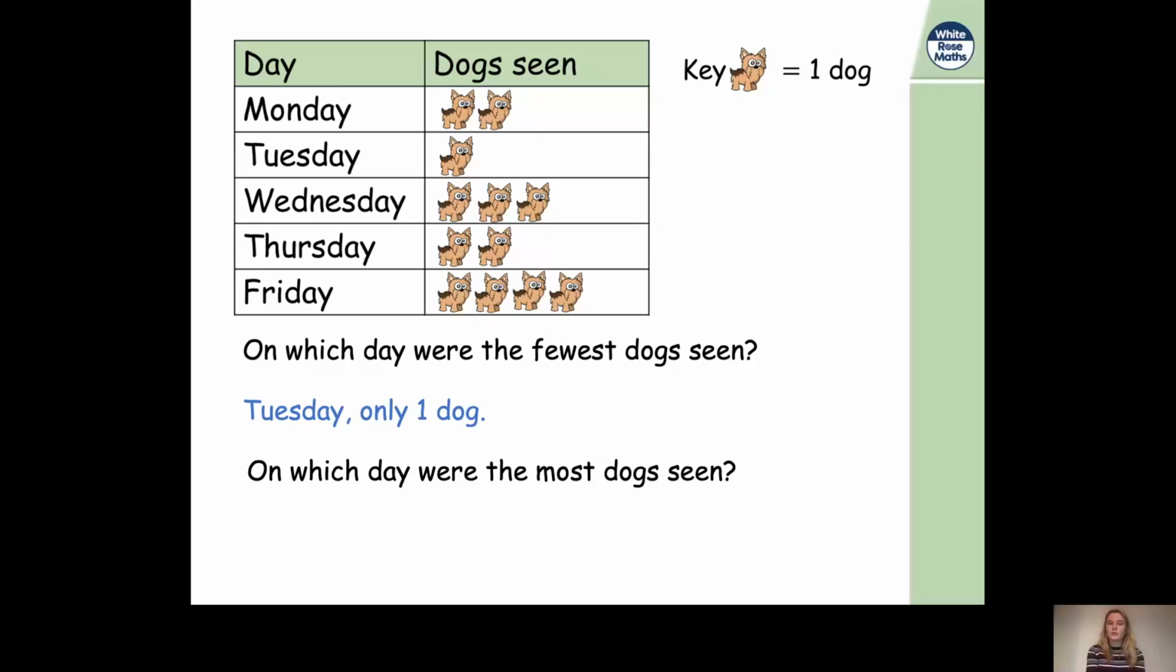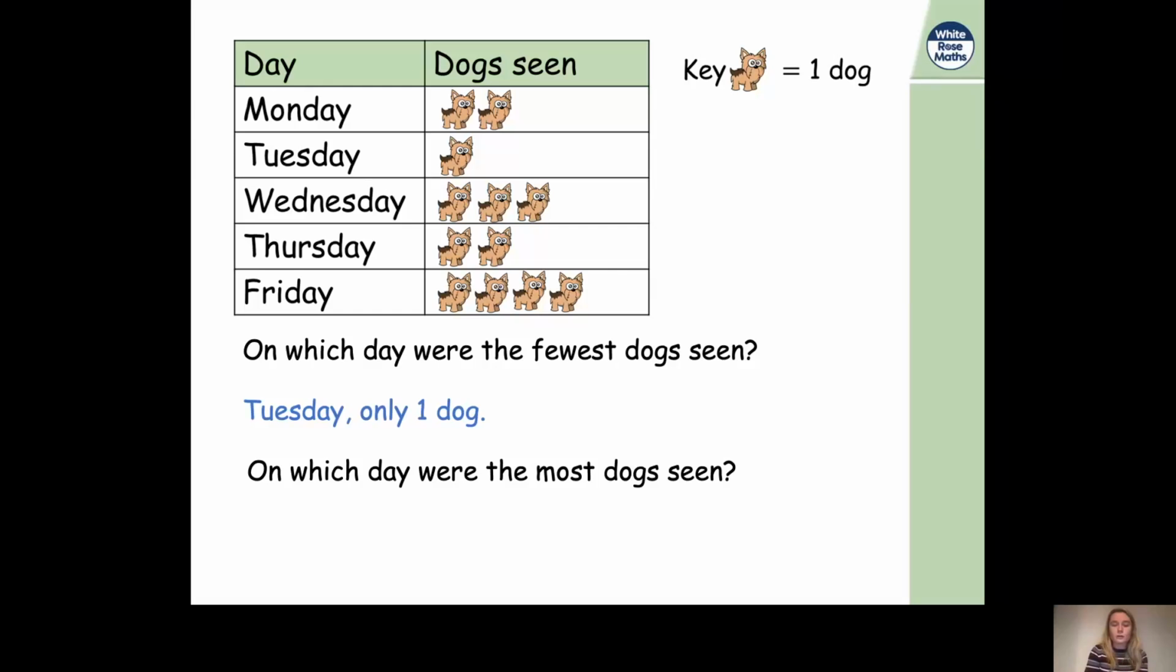Okay, Year 2, so we have found out earlier that Tuesday was the day that the fewest dogs were seen. And we found that out by looking through each day and finding out how many dogs there were. But also we said that we could look and the day with the fewest amount of dogs would be the day with the least amount of pictures on our pictogram. So which day has the most pictures of dogs? Yes, it's Friday, isn't it?